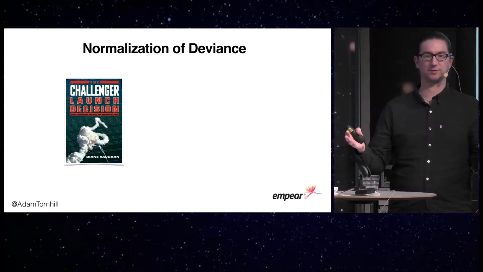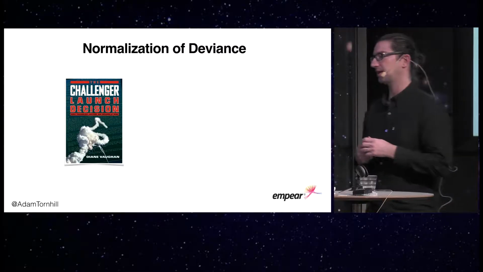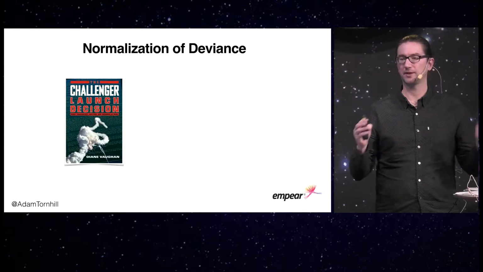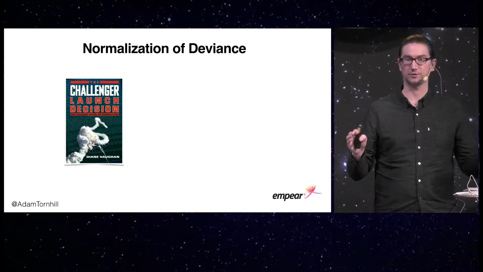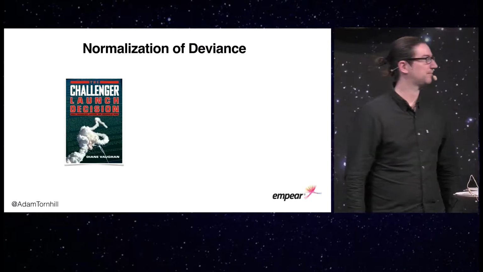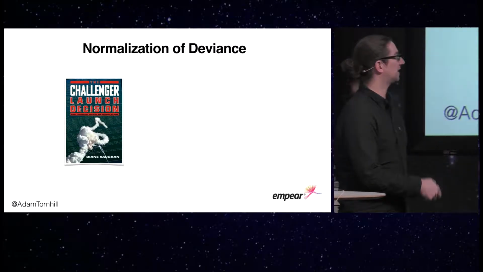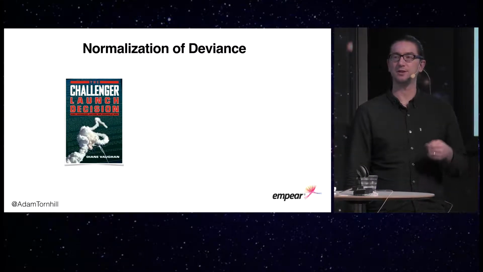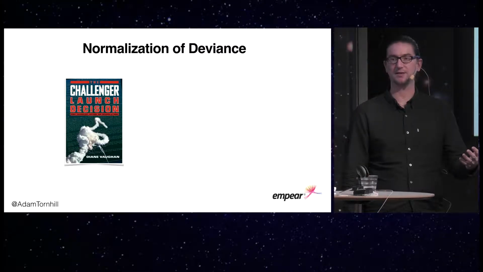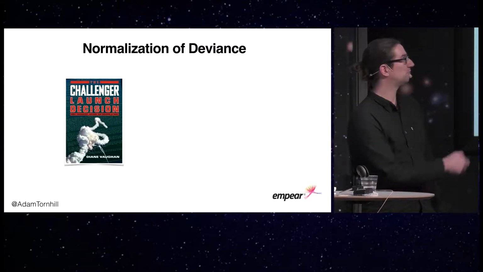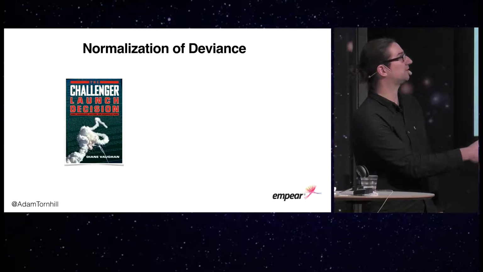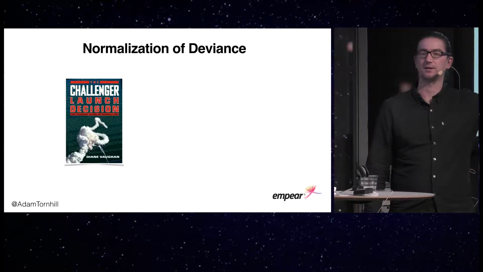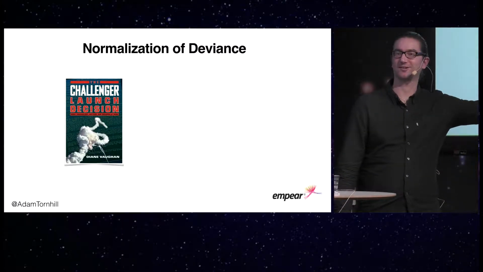This is a book recommendation for you. This is a book called The Challenger Launch Decision by Diane Vaughan. And it's the single best book I ever read on how organizations fail. Now, Diane Vaughan is pretty fascinating because she's not a programmer. She's a sociologist. And she used the Challenger accident as a case study when she coined her theory called Normalization of Deviance. So how many of you remember the Challenger accident? Everyone that's like my age, that's good.